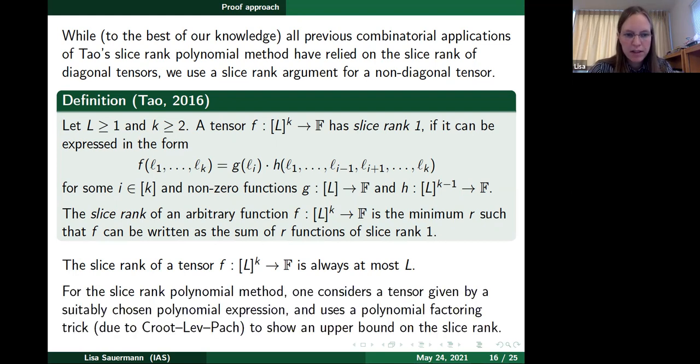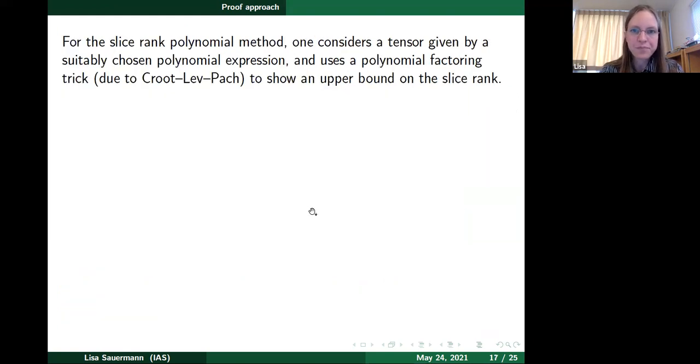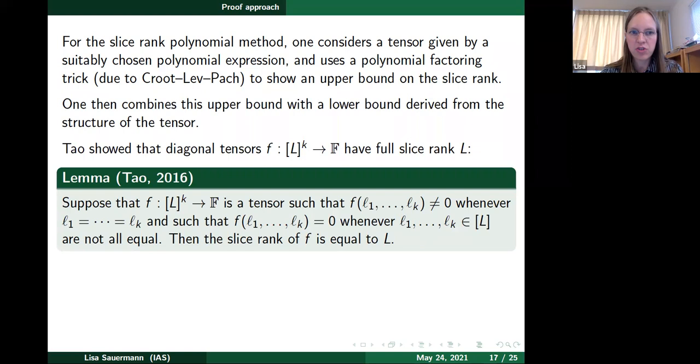Typically when one applies the slice rank polynomial method to some combinatorial problem, one chooses some tensor given by some suitably chosen polynomial expression that has to do with the problem. Then one uses a polynomial factoring trick, which first appeared in the work of Ellenberg and Gijswijt that we mentioned earlier, in order to show an upper bound on the slice rank. I won't go into the details here because I think many of you have seen this. In order for this upper bound to be useful, one needs to combine it with a lower bound, and the lower bound is typically derived from the structure of the tensor.